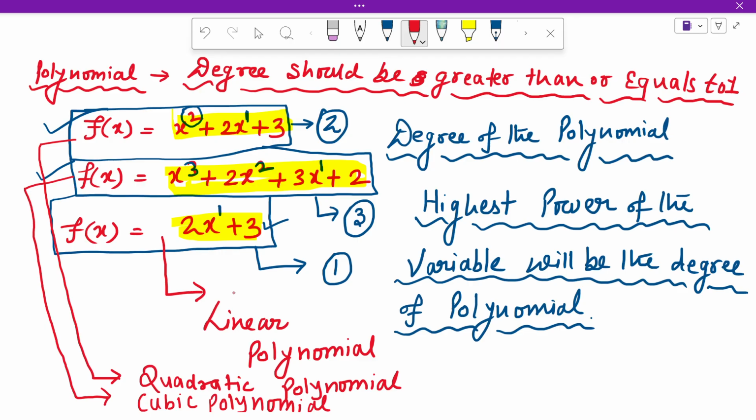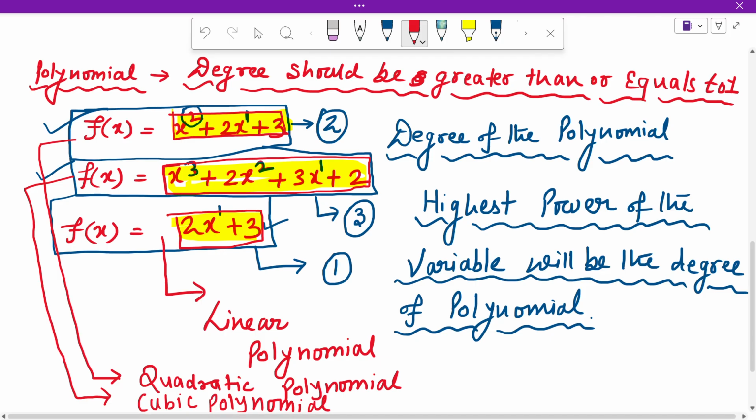It could go to degree 4 also, but for understanding purpose and taking into account the difficulty level of 10th standard, we only discuss up to three types of polynomials. This one is the linear polynomial with degree 1. Then comes the quadratic polynomial with degree 2, and then comes the cubic polynomial with degree 3. Linear, quadratic, and cubic polynomials, to be precise.